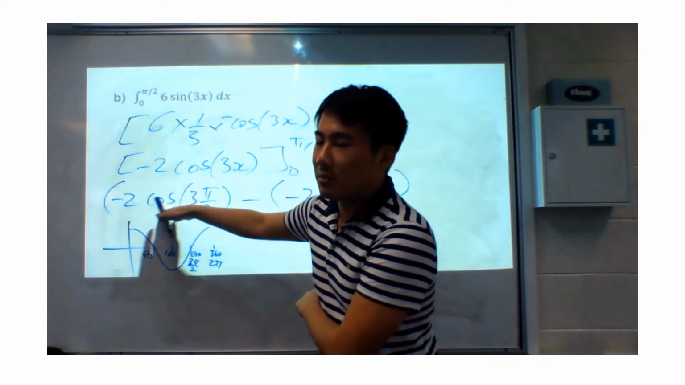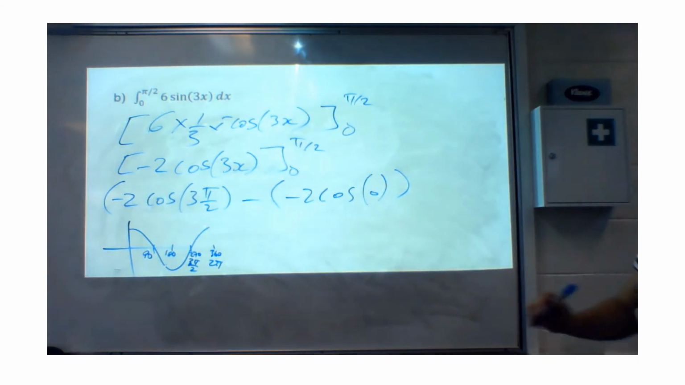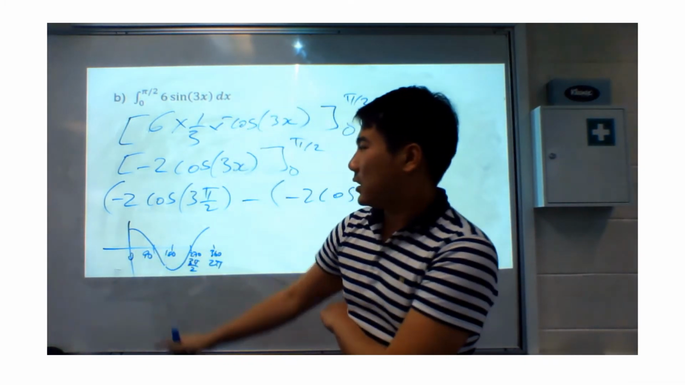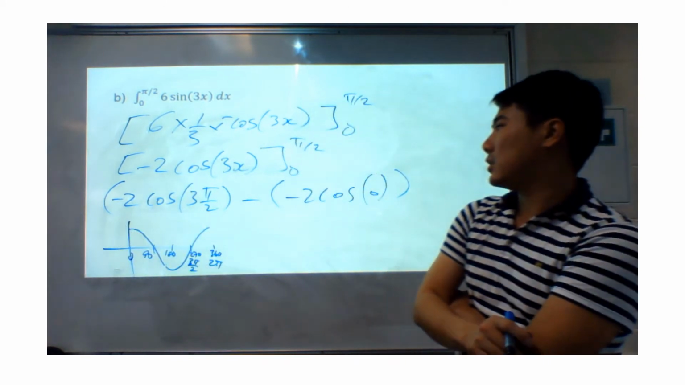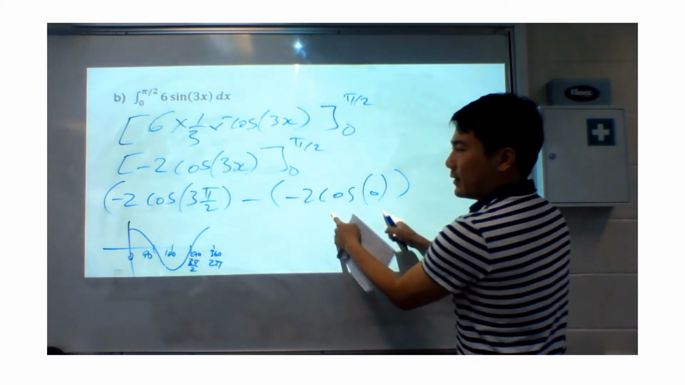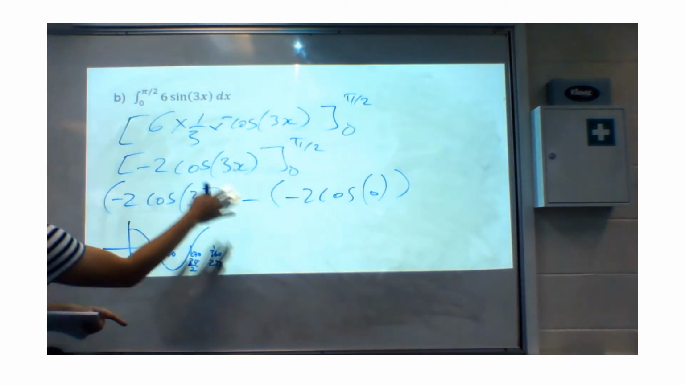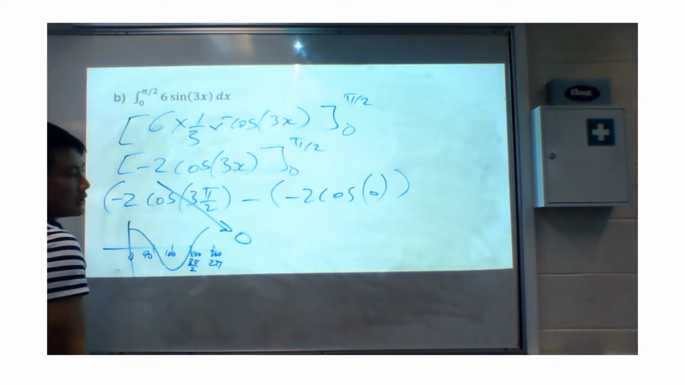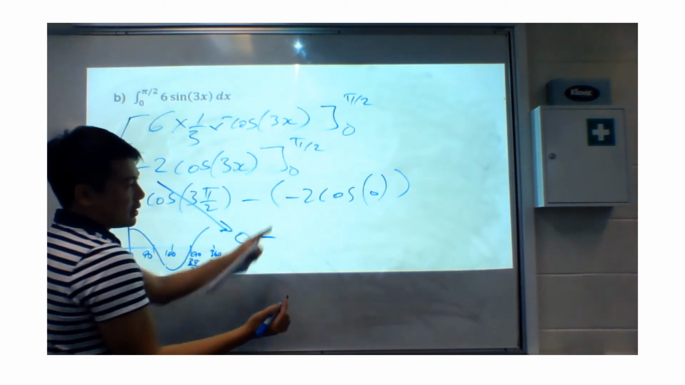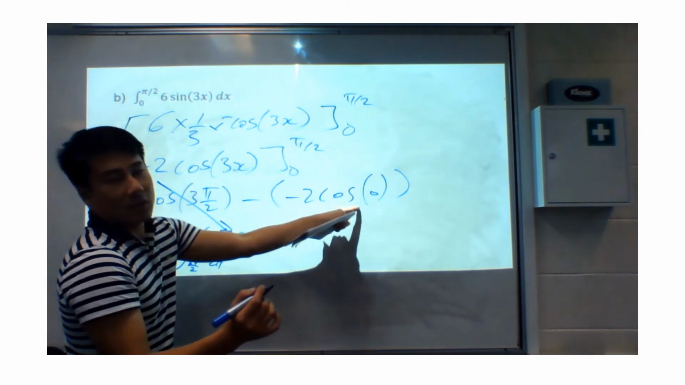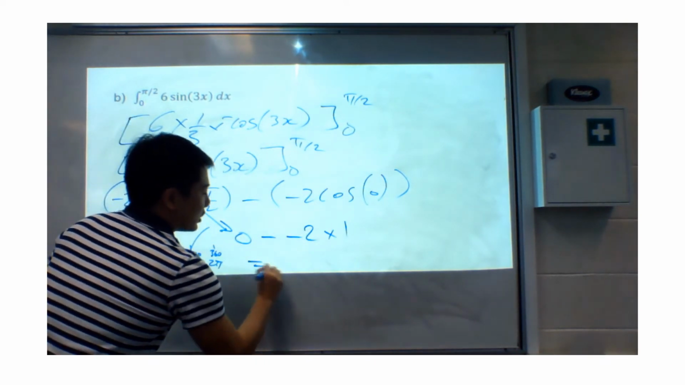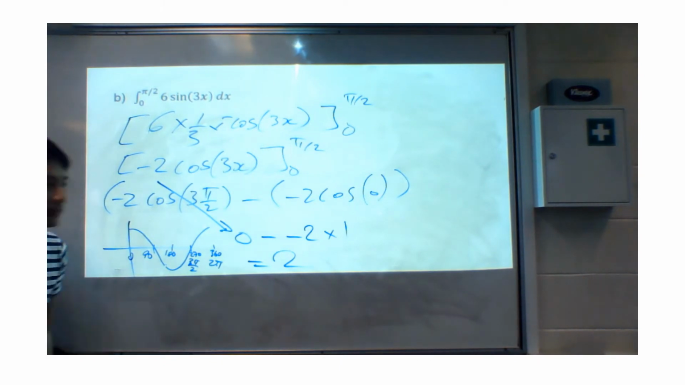So this whole thing becomes 0. What about cos 0? Well, cos 0 is 1. So this bit will become 1. So what we are going to have is, this whole thing becomes 0 because cos 3 pi over 2 is 0. So we would have 0, take away negative 2 times 1. Two negatives become a positive. 2 times 1 is just 2. Your answer would be 2.